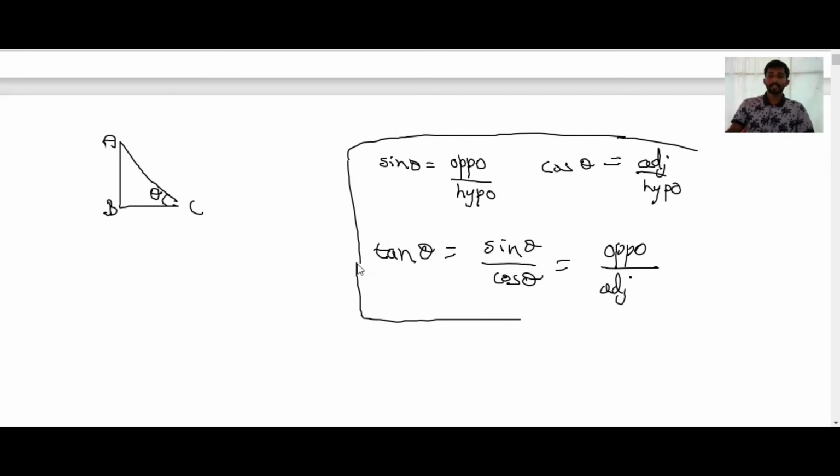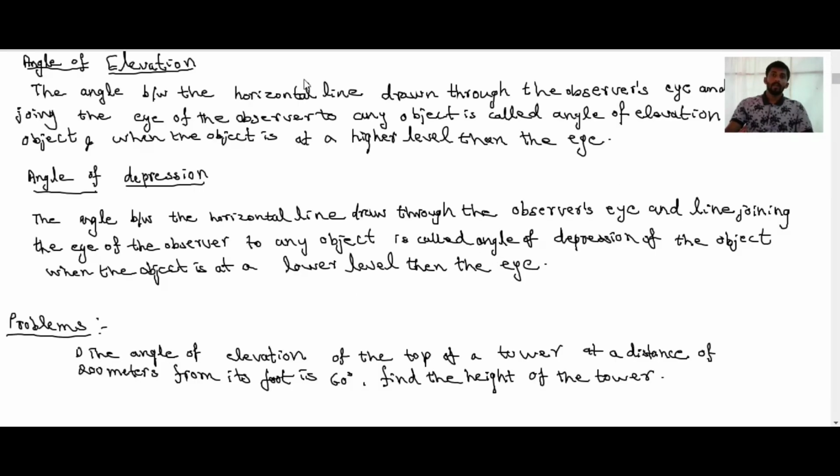Sine theta is equal to opposite side divided by hypotenuse, cos theta is equal to adjacent side by hypotenuse, and tan theta is equal to opposite side by adjacent side, or sine theta divided by cos theta. If any one angle theta is given, according to the question, you need to select the sine theta formula, cos theta formula, or tan theta formula. Other trigonometric functions are not required.